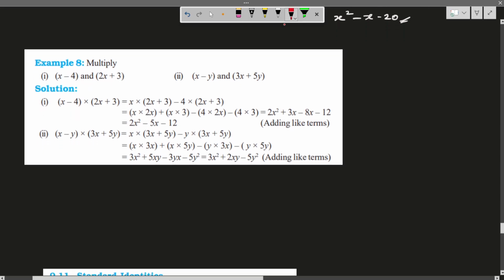We have a few more examples of this binomial with binomial multiplication. You can do it as homework and you can check the answers here.